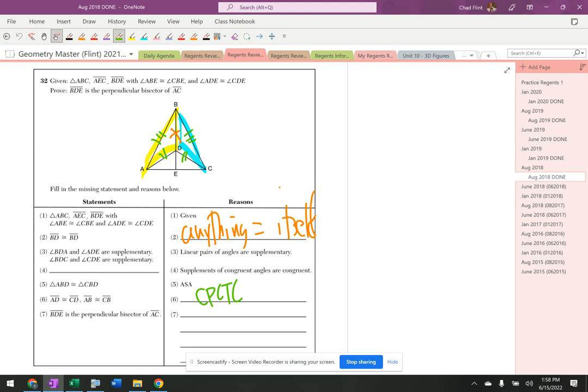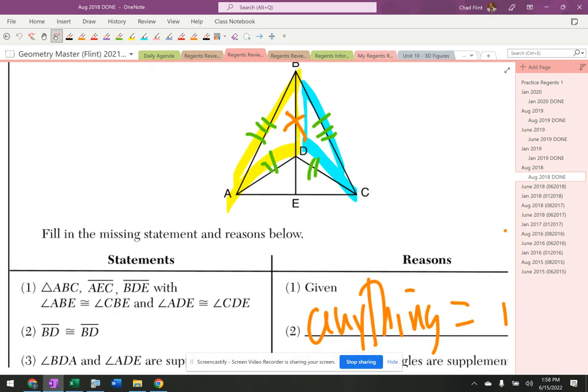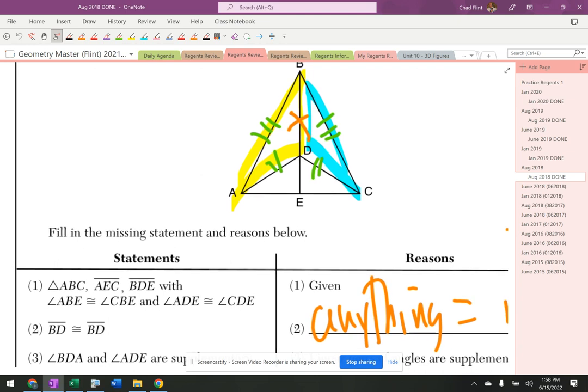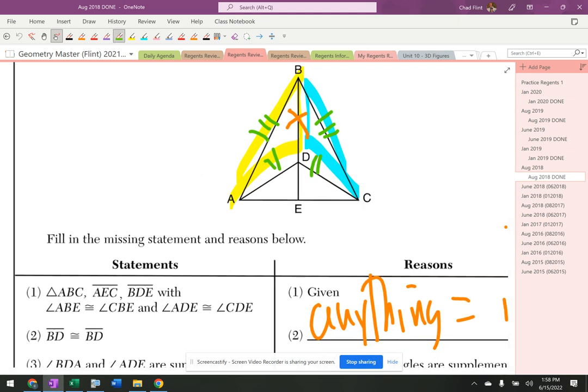All right, let's see. I'm just trying to scan through what they've got here. So let's add all the stuff they had on there. All right, so they had ABE, which is this angle up here, is the same as CBE. And they had ADE, which is this angle here, is the same as CDE, which is that angle there.